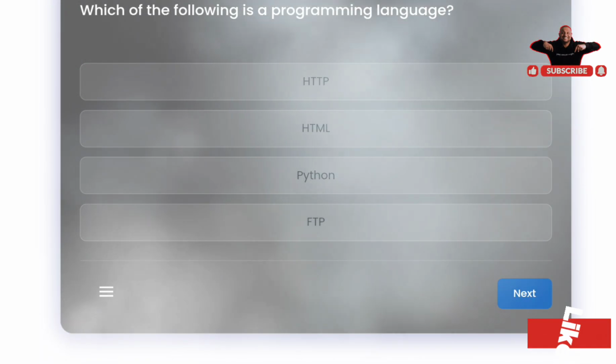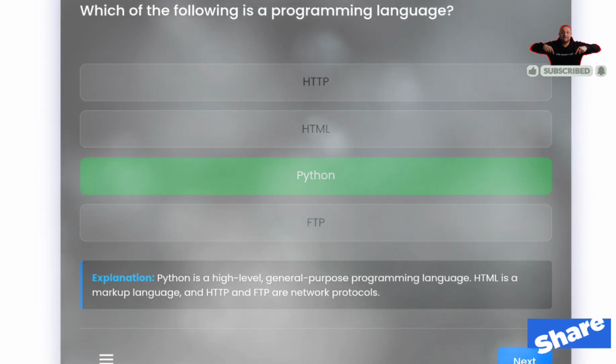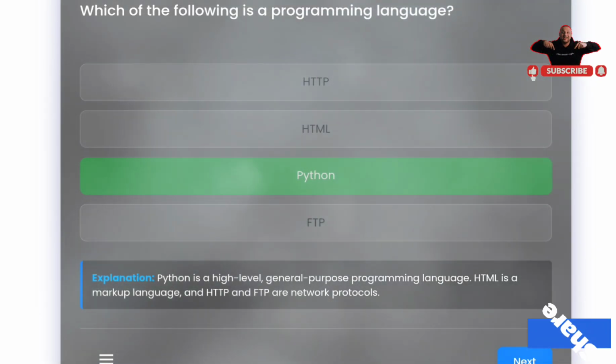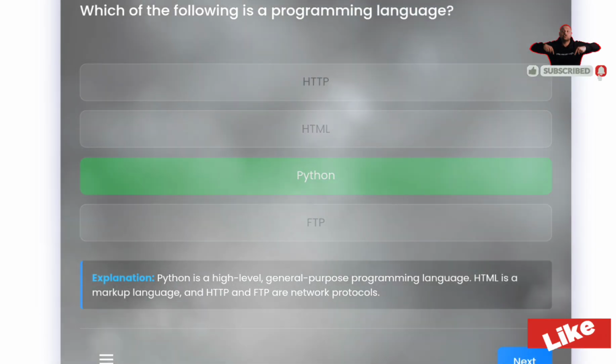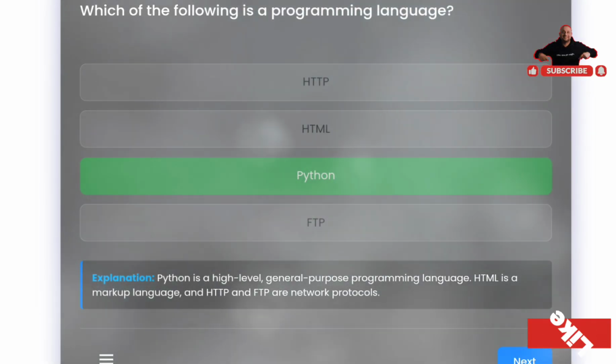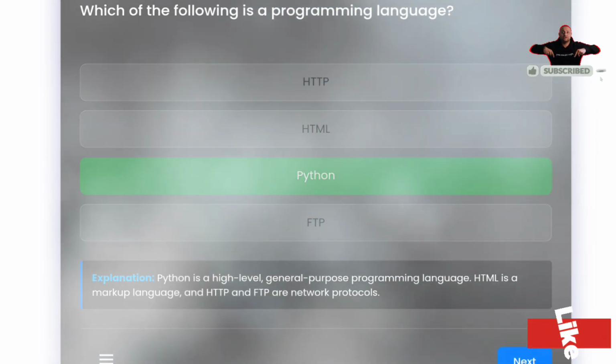Next question: which of the following is a programming language? Python. Python is a high-level general-purpose programming language. HTML is a markup language. HTTP and FTP are network protocols. Okay. Next question.